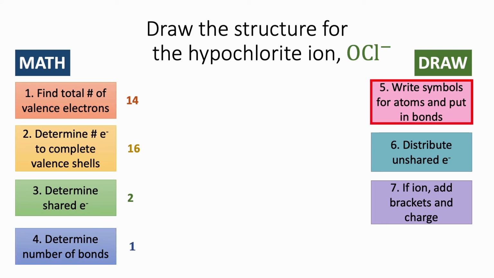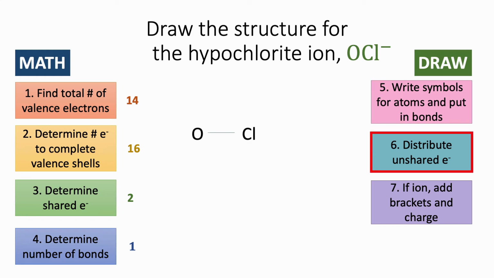We're going to write the symbols for the atoms, oxygen and chlorine, and we're going to put in our bonds. We only have 1 bond, and there's only one place for it to go. It's got to go between the 2 atoms. And then we need to distribute the unshared electrons. How many unshared electrons do we have? Well, we started with 14, and we have only used 2 so far, so we still have 12 left. If we look at the oxygen, it only has 2 electrons. It needs 6 more to reach 8, so 2, 4, 6. And then chlorine also needs 6 more to reach 8, and so 2, 4, 6.